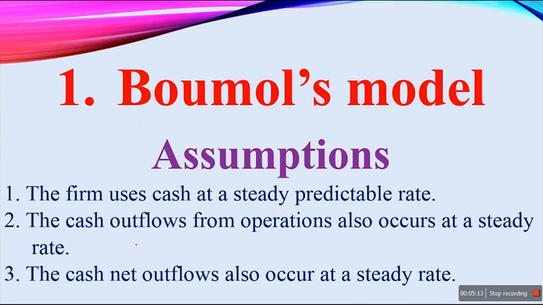Then the second assumption is that the cash outflow from operations also occurs at a steady rate. The day-to-day operations of the organization spend an equal amount of cash, and therefore it is predictable. You can plan in advance. That is what the Baumol's model assumes. Then the third assumption, the last assumption here, is that the net cash outflows also occur at a steady rate, and therefore it is easy to predict.